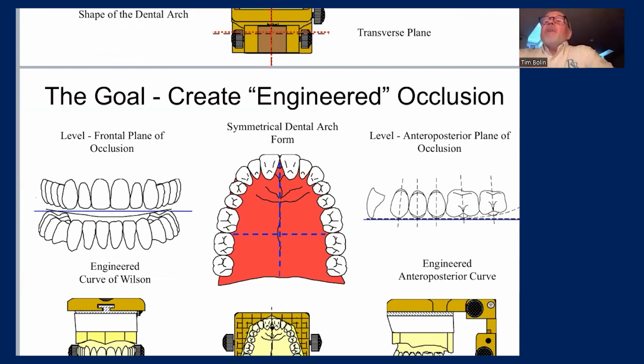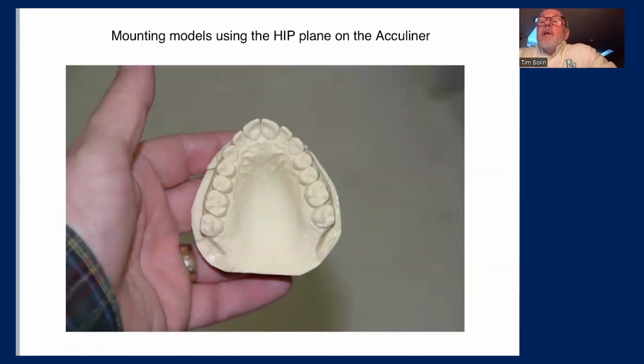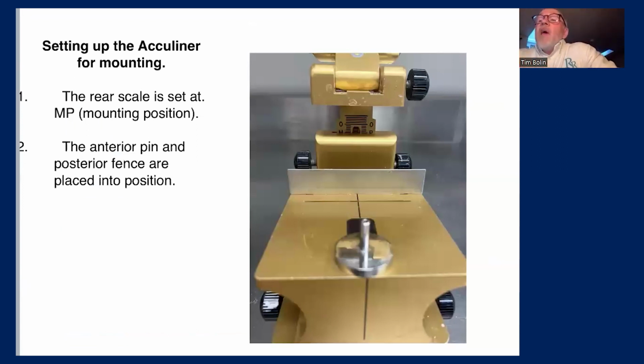Getting to the mounting side of things. I don't know how many of you folks have used the Acculiners in the past or the Acculator, but it's a real simple way to mount your casework to evaluate. We're using the two hamular notches, just slight marks in red on this model, and the incisive papilla area between the centrals.